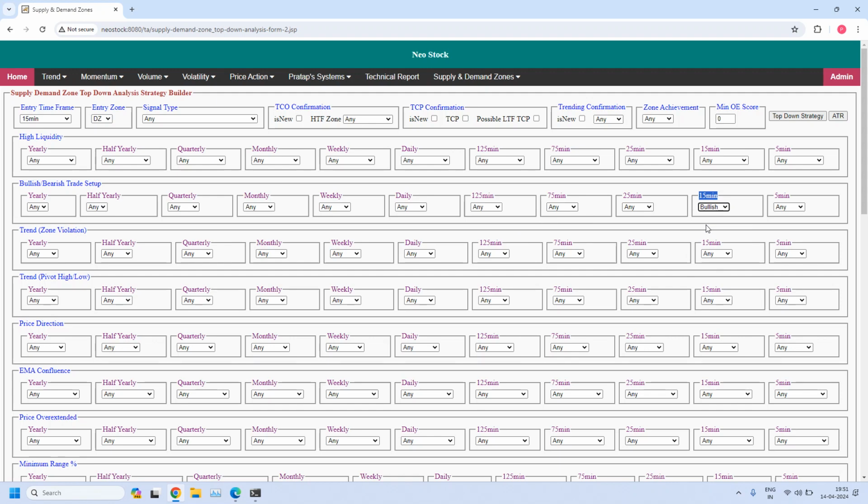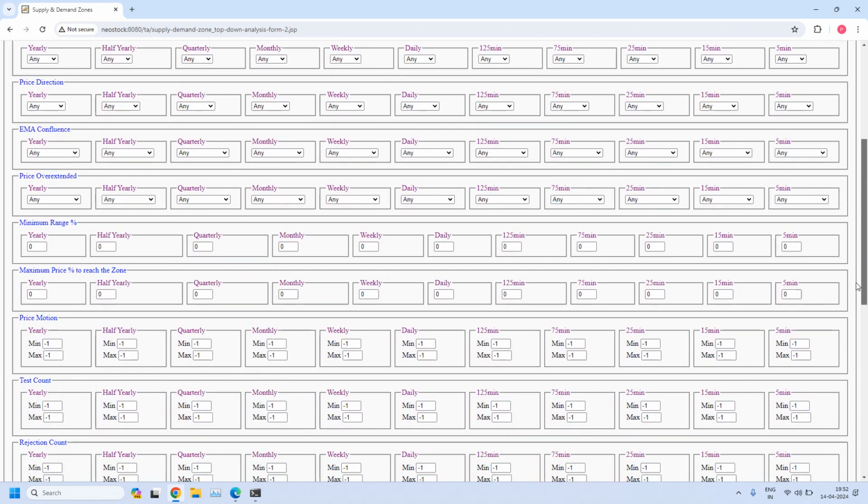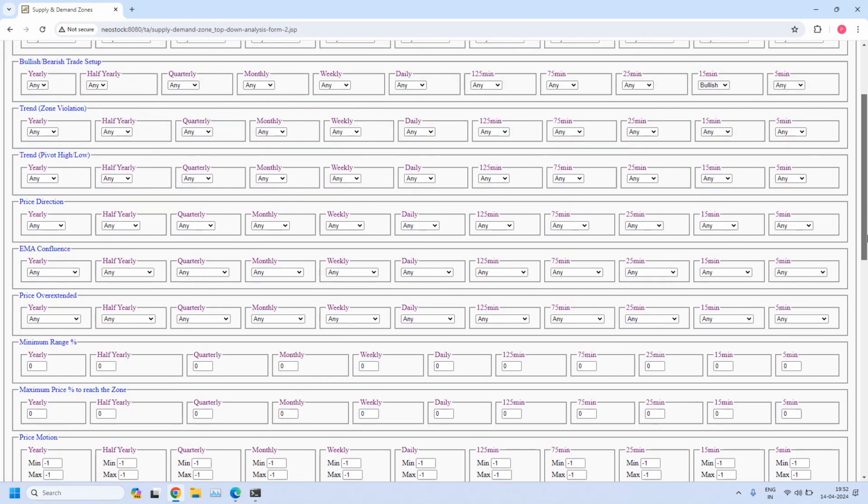Apart from that, I am also going to set 3 additional filters. The first filter is we don't want pierced zones. So we have a parameter called pierced count. This is the one, the last parameter on this page, pierced count. And that you have to set for your entry time frame, that is a 15 minutes time frame. I am setting the minimum value 0, maximum value 0, which indicates the zone pierced count should be 0. Zone pierced count 0 means the zone is not pierced.